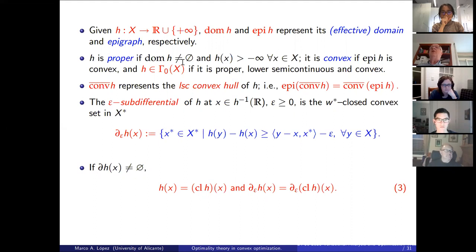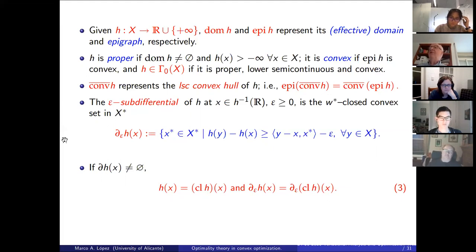h is proper if the domain is non-empty. Forget this condition, because now the value minus infinity is excluded. And with the copy and paste these things happen. The function is convex if the epigraph is convex, and this is the way to represent the family of proper, lower semi-continuous, and convex functions, Gamma naught of X. This is a particular function, the closed convex hull of a function, which is defined in the standard way: it is the function whose epigraph is the closed convex hull of the epigraph of the original function.